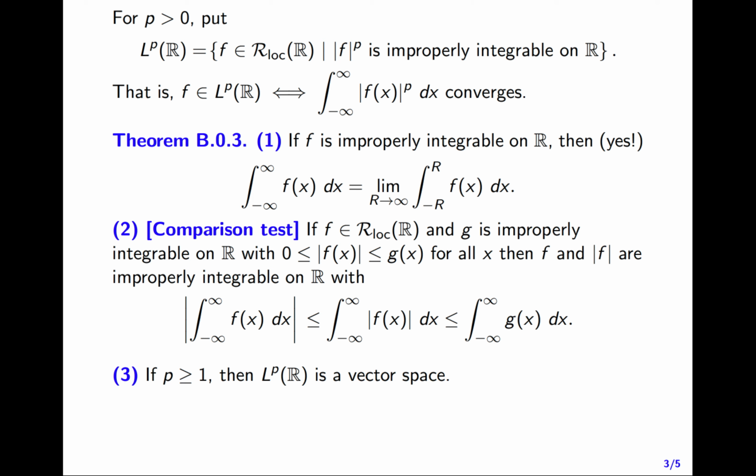And 3, if our exponent p is greater than or equal to 1, then the function space L^p of R is a vector space. What does this mean? If f and g are in L^p, that is, if |f|^p and |g|^p are improperly integrable, then their sum, |f + g|^p, is improperly integrable. So we can add these sorts of improperly integrable functions and get improper integrability of the sum.